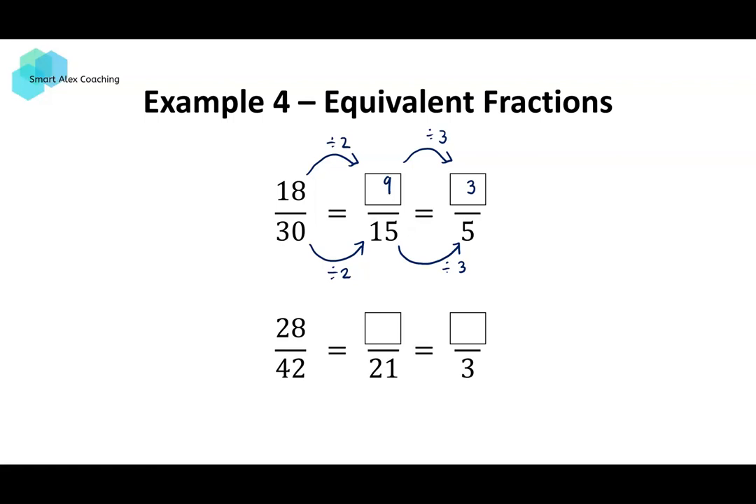Another example, I've got 28 over 42. 42 divided by 2 is going to give me 21. Therefore, I divide 28 by 2 also, which will give me 14. I now notice that I can divide top and bottom of 14 over 21 by 7. 21 divided by 7 is going to give me 3. I divide 14 by 7 also, which will give me 2. Therefore, I've got 28 over 42 is equal to 14 over 21, which is equal to 2/3.